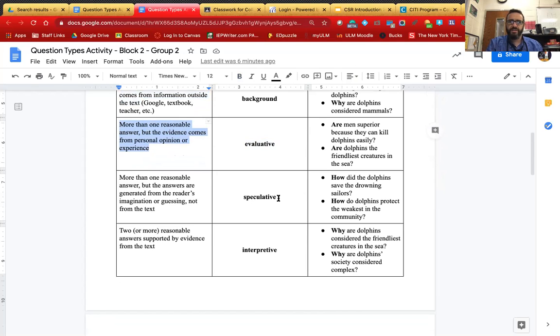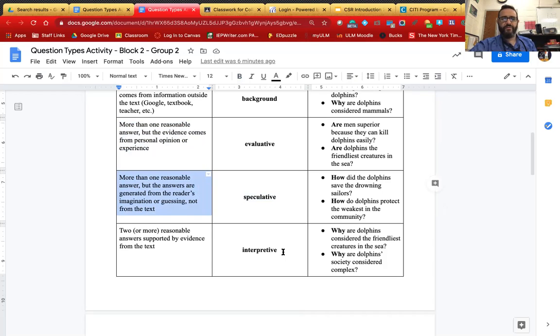Speculative questions. The idea is to speculate or predict or imagine. So there's more than one reasonable answer, but the answers are from your imagination. So for example, if the movie's over and you ask, well, what happened to the character now? That's a speculative question. You're wondering what's happening. You don't really have an answer to that. All right, it's just imaginative.